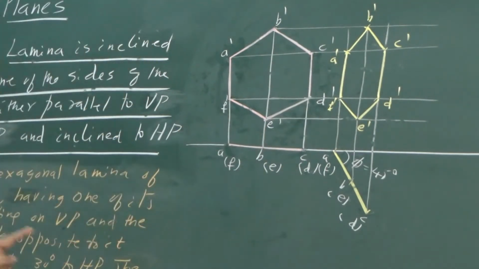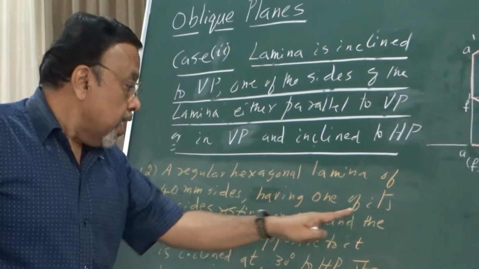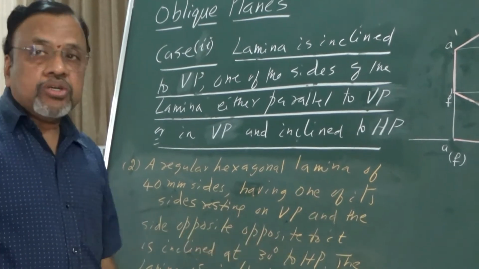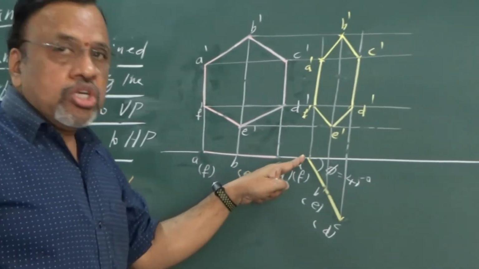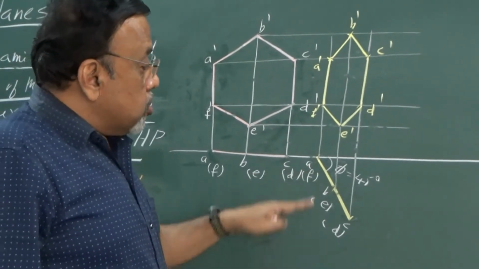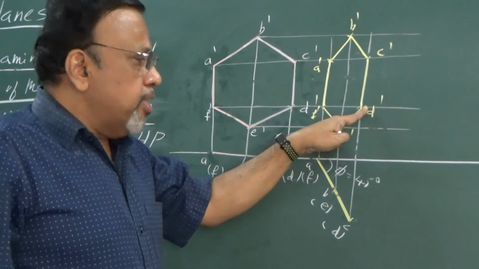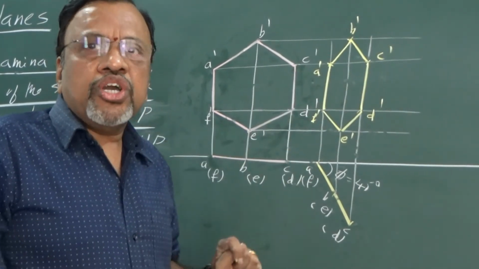Now it is given that one of its sides is resting on VP and the side opposite to it is inclined to HP. So which is the side opposite to what we are considering? AF to be resting on VP. Now which is the side which is opposite to AF? Opposite to AF is CD. Now it is given that CD has to be inclined at 30 degrees to HP.